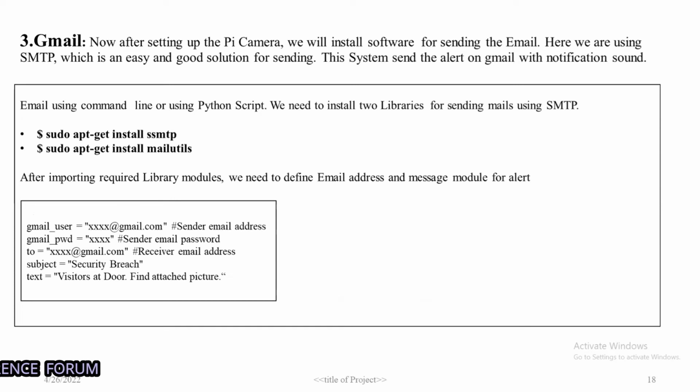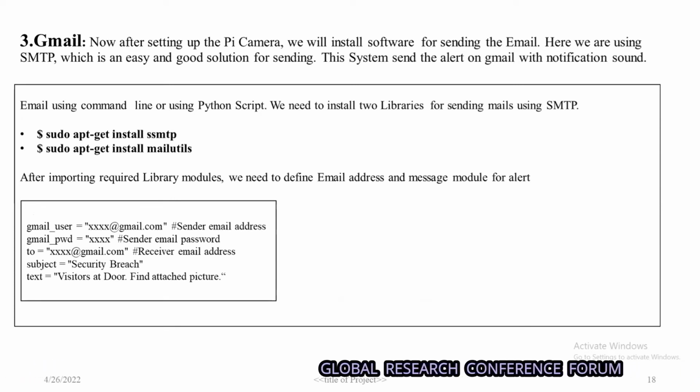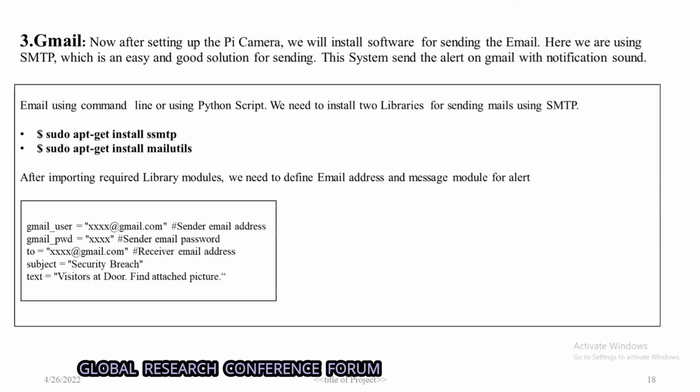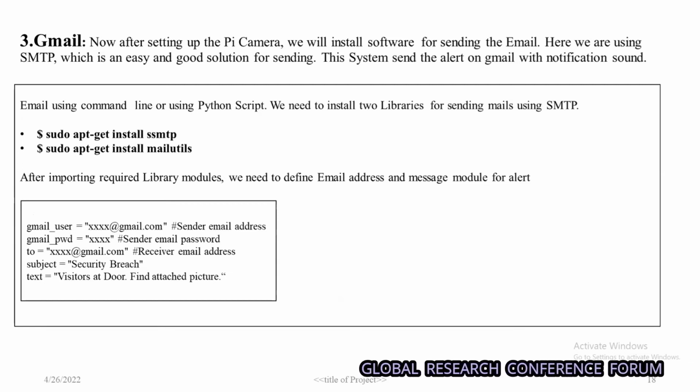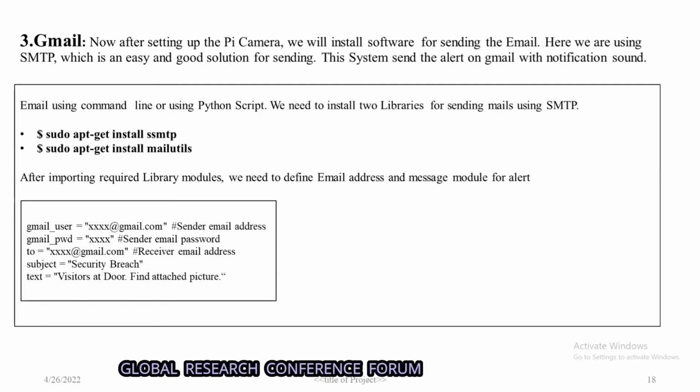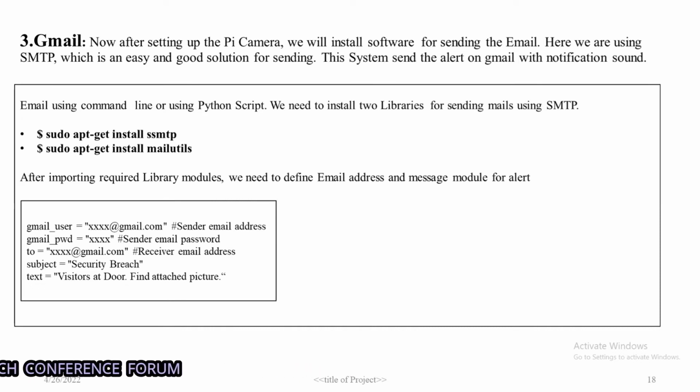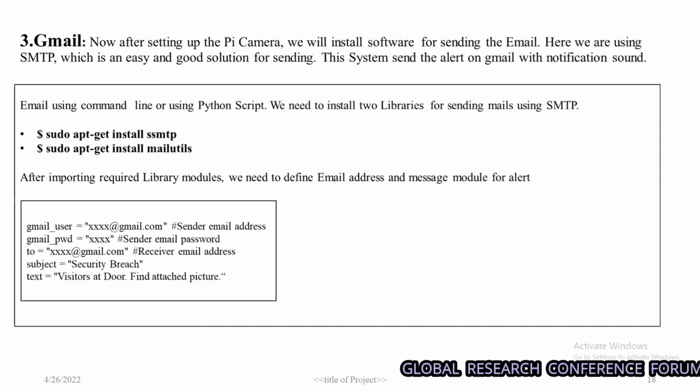This is the Gmail module. After setting up the Pi camera module, we will be installing software for sending the email. For this, we will be setting up the SMTP module, which is the Simple Mail Transfer Protocol. We will be using some commands so that the software will be installed on a local disk, which is available as an SD card.